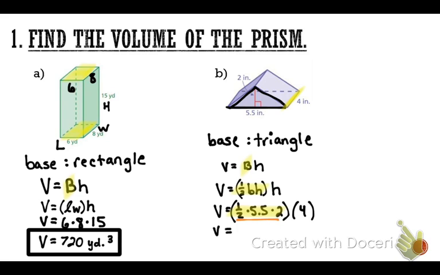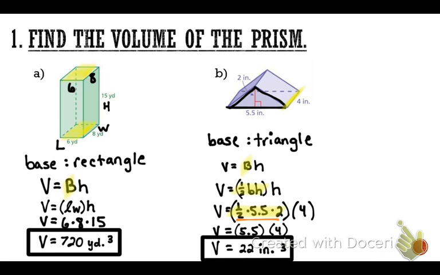1/2 times 5.5 times 2. When you do that, you're going to get 5.5, and then you've still got to make sure you remember to multiply times the height of that entire prism, which is 4. When I put all of that together, you're going to see that we get 22 inches, and remember, we are finding the volume, so how much space that object takes up is going to be inches cubed.